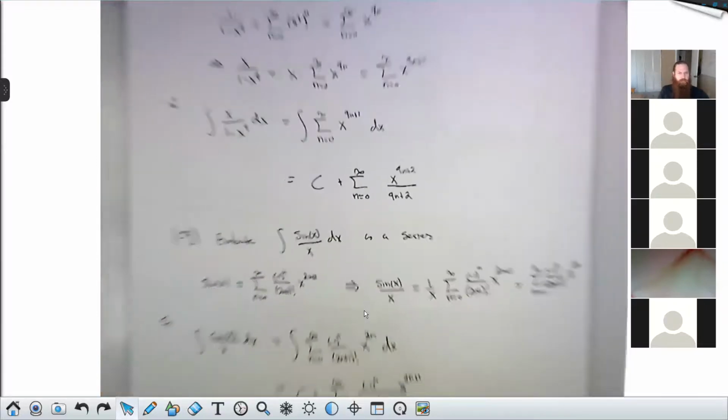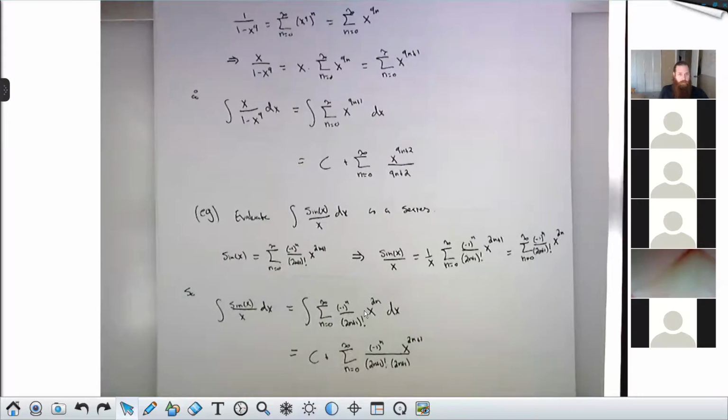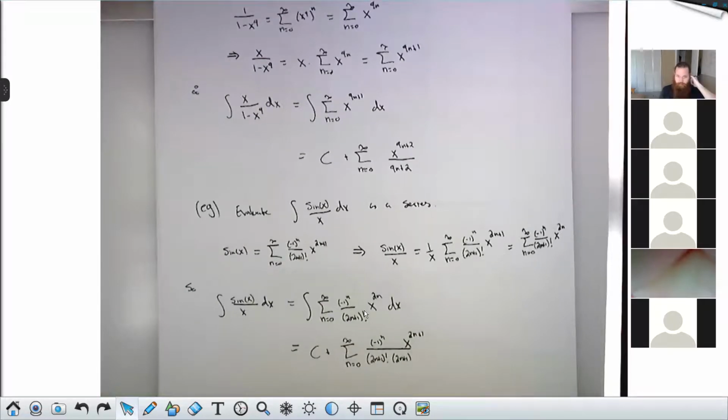Questions on either of these examples? Evaluating series, integrals as series. So first you rewrite your function as a series, then you integrate it. That's all. Rewrite your function as a series, then integrate it.